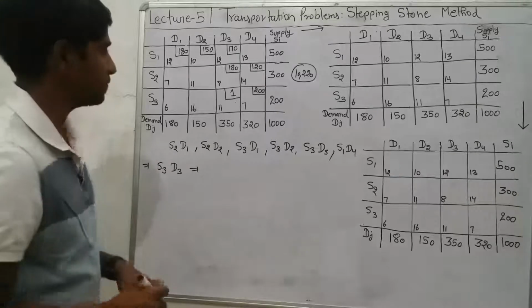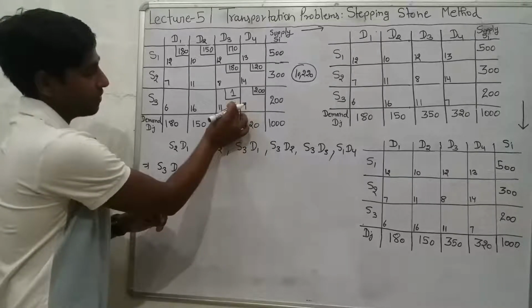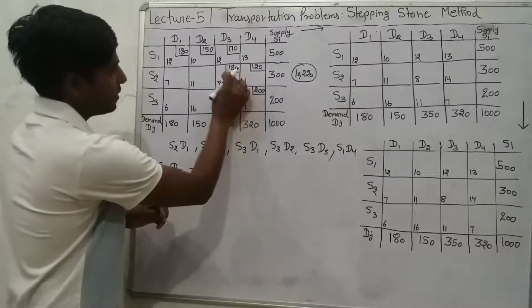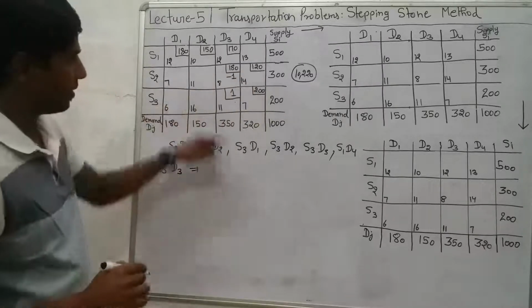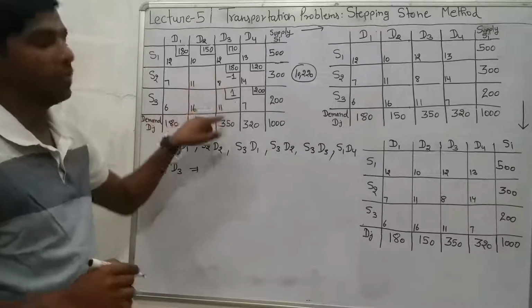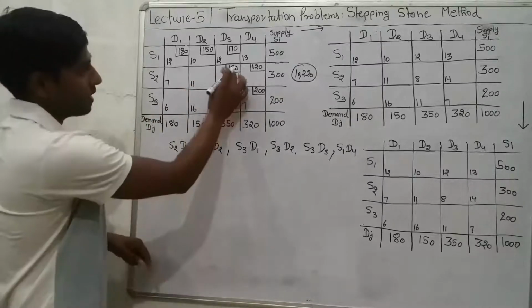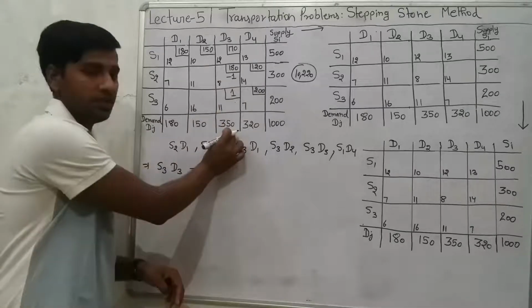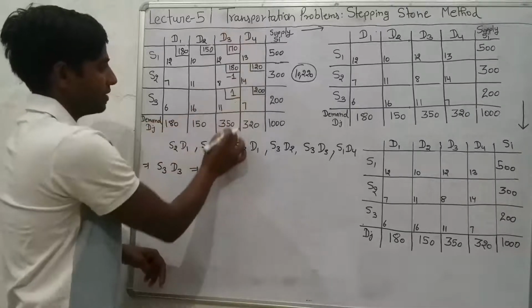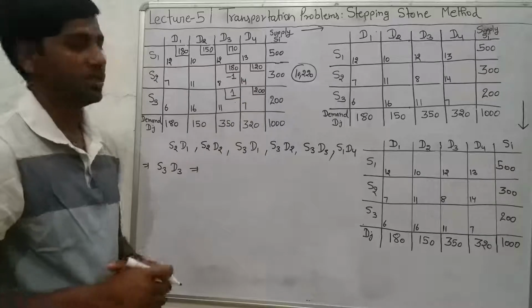So what do we have to do? To balance it out, we should reduce one unit from this cell. So it became 179. After reducing one unit, it became 350. So we have satisfied the rim requirement of destination 3.